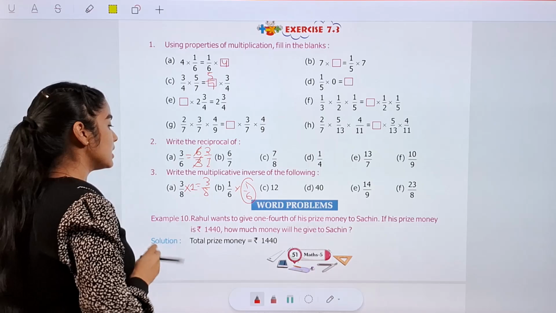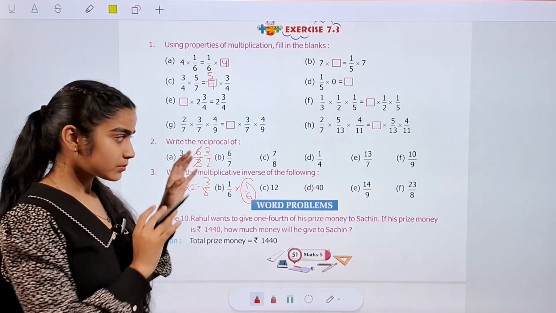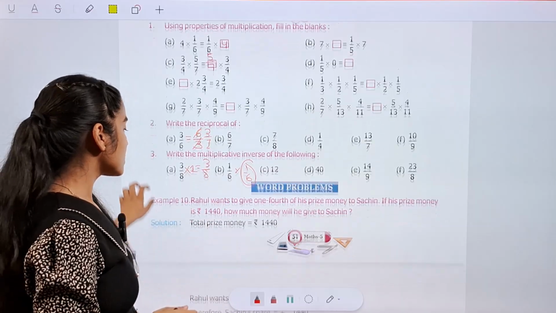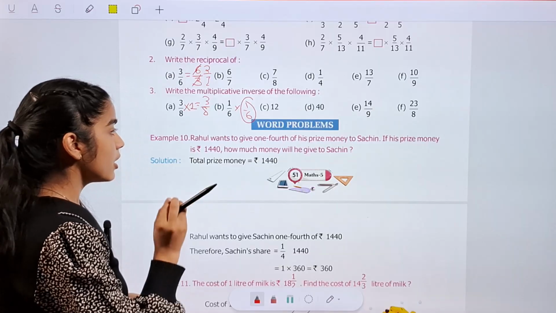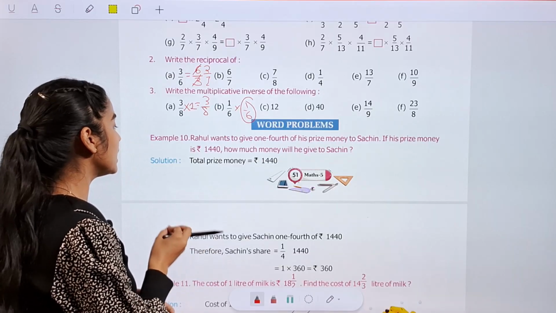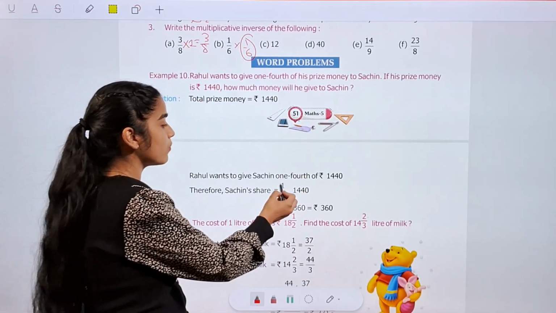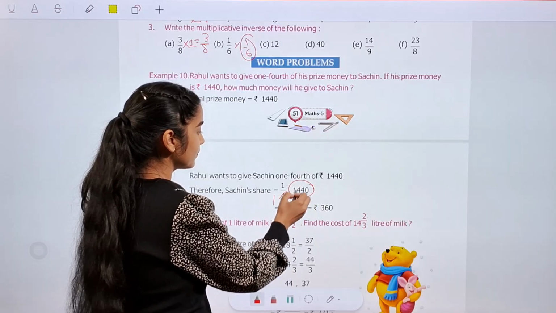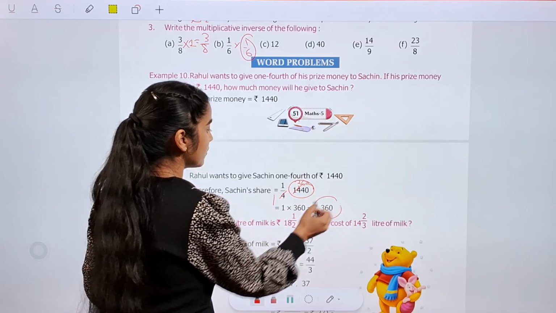Okay. Now we have word problems. We have to use the same operations we learned, but this time we have situation based questions. The first one we have, Rahul wants to give 1/4 of his prize money to Sachin. If his prize money is 1440, how much money will he give? So what you have to do, you have to find out the 1/4 of 1440. Now the answer will be 360.